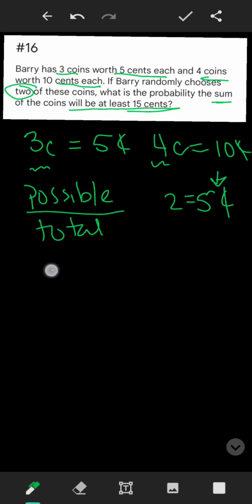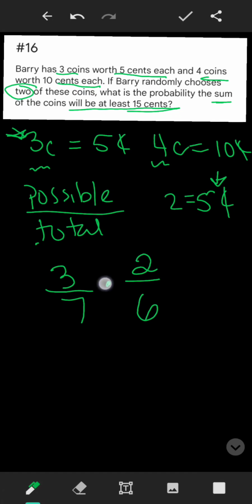So the possibility of him drawing a 5-cent coin on the first try will be 3 out of 7 because he has 3 coins that are 5 cents, and the total amount of coins he has is 7. 3 plus 4 is 7. Now, on the next draw, if he happened to get that 5-cent coin, that means that his chance would go down by 1. So now he only has a 2 and a 6 chance. What you're going to do is multiply both of these together. That's how you solve this one.